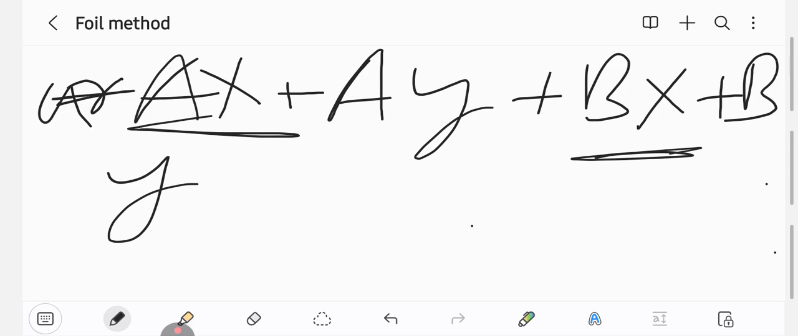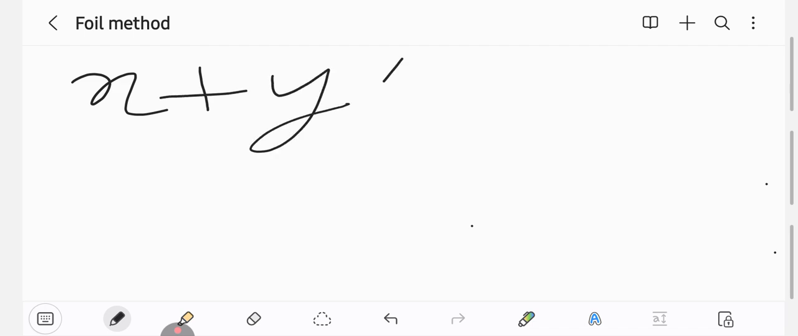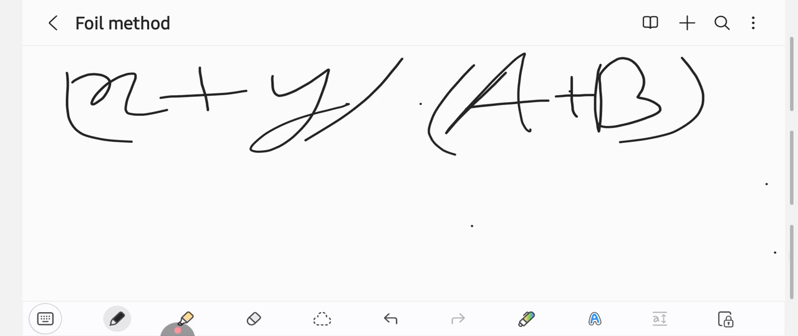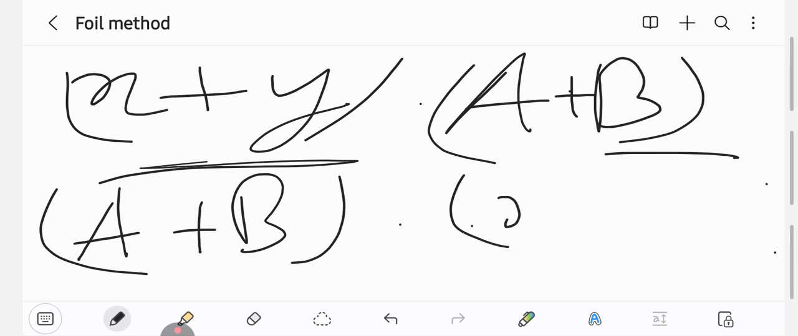Now we got the exact opposite. What do you get if you use the FOIL method in that expression? Now let's understand the FOIL method. What is the FOIL method? It simply means when you have x plus y times a plus b, it literally means a plus b times x plus y. You just switch their places.